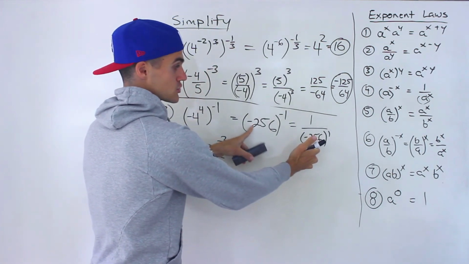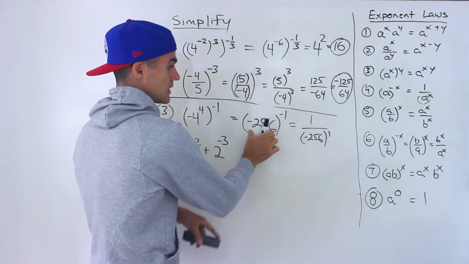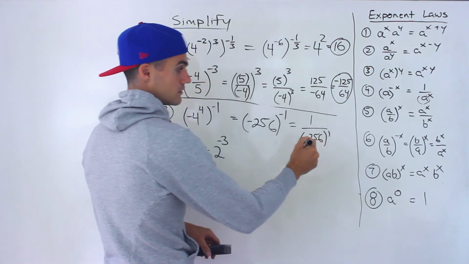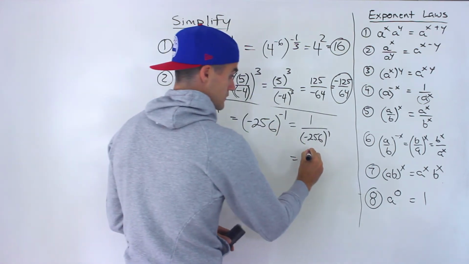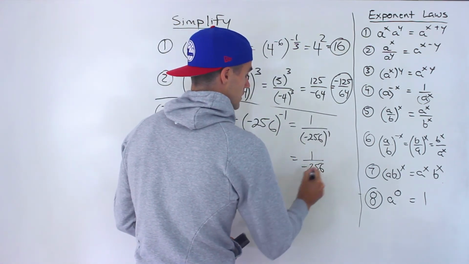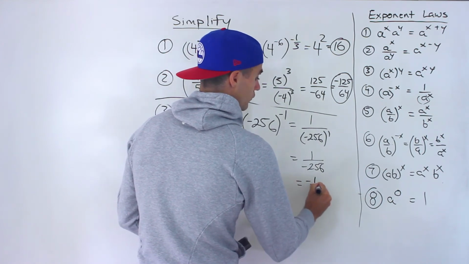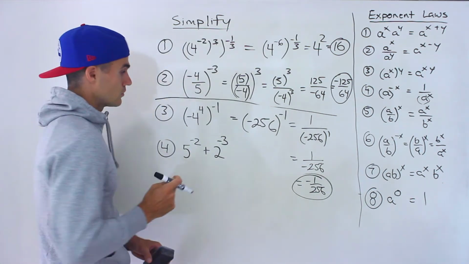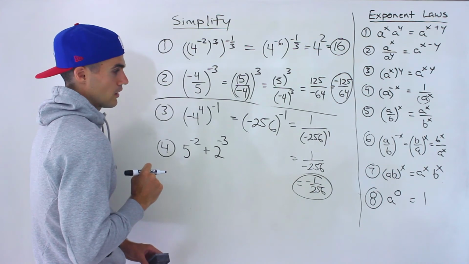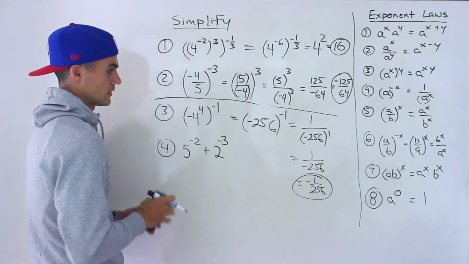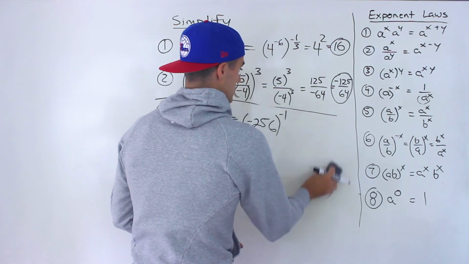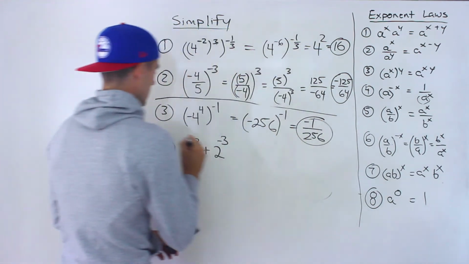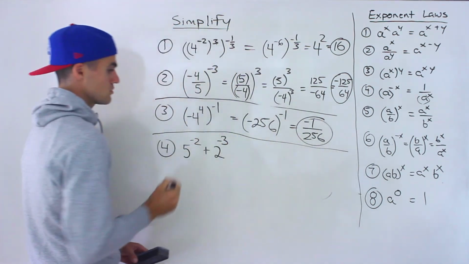But this negative didn't change. That term stayed the same there, so we keep it at -256. And then (-256) to the power of +1, anything to the power of +1, is just itself. So we'd end up with 1 over -256, which would give us -1 over 256. Right, so this one looks simple when you initially look at it, but there's actually a lot going on there, a lot of tricks, so that's why I wanted to include it. So the final answer for this is -1 over 256.